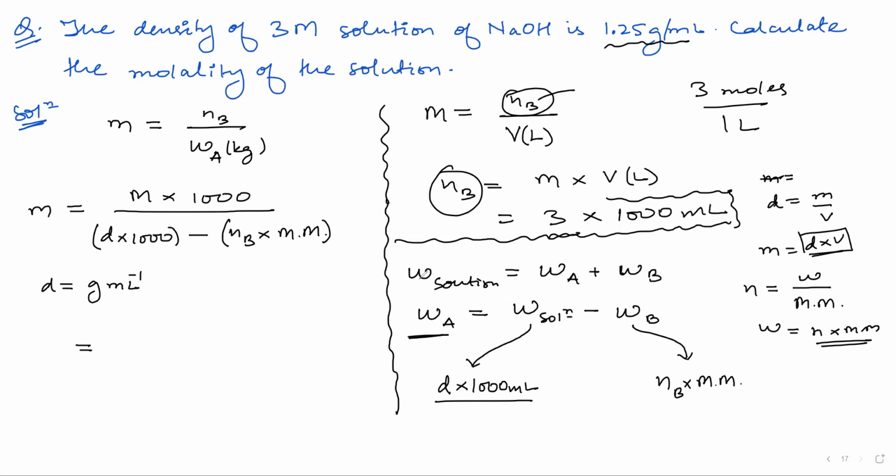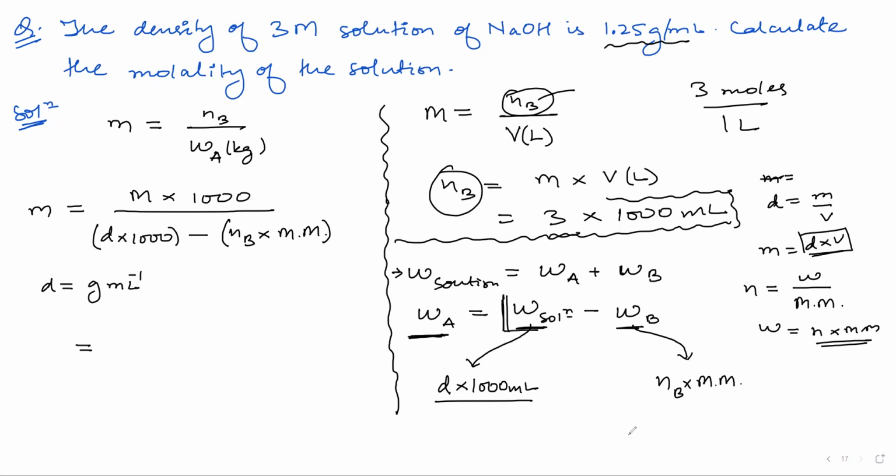See, from here we can say now mass of solution is equal to mass of solvent plus mass of solute, right? Yes, sir. Okay, now I can say mass of solvent will be equal to mass of solution minus mass of solute. Yes, sir. Yes, Abdul. Okay, now we have to see mass of solution.